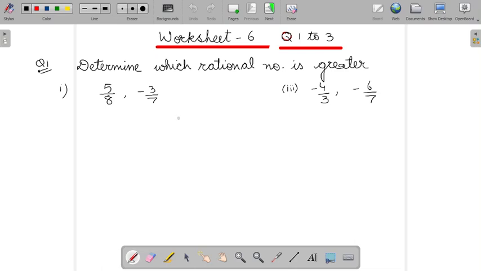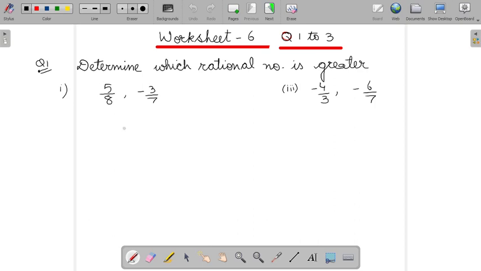Hello everyone. Worksheet 6, question 1. The question is: determine which rational number is greater. You have to tell which rational number is greater.